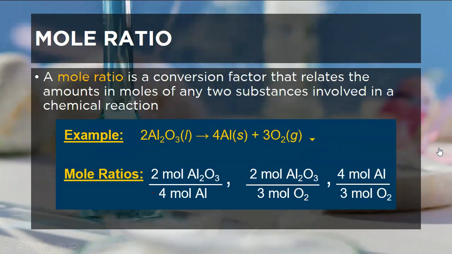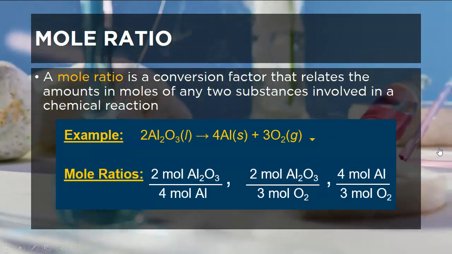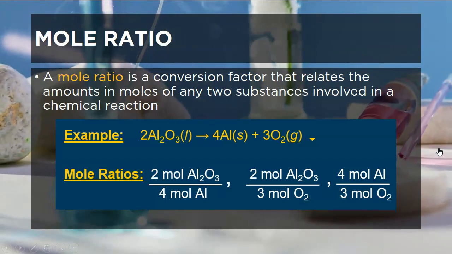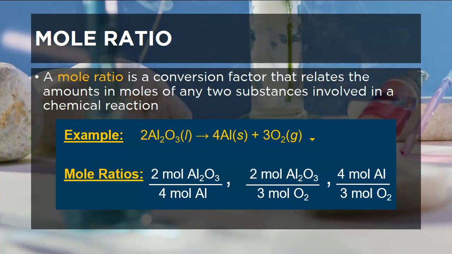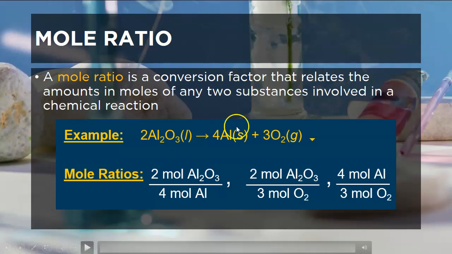So let's look at an example problem here with 2 moles of aluminum oxide give me 4 moles of pure aluminum with 3 moles of oxygen. So a mole ratio is what can get us between moles of one substance to moles of another substance. So if I have 2 moles of aluminum oxide, that's going to produce 4 moles of aluminum. So my ratio I could write is 2 to 4, or I could write it as 4 moles of aluminum to 2 moles of aluminum oxide, depending on how I want to use it.